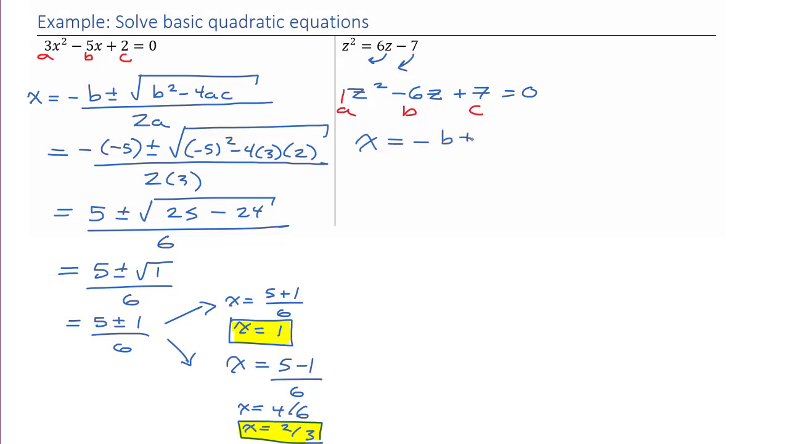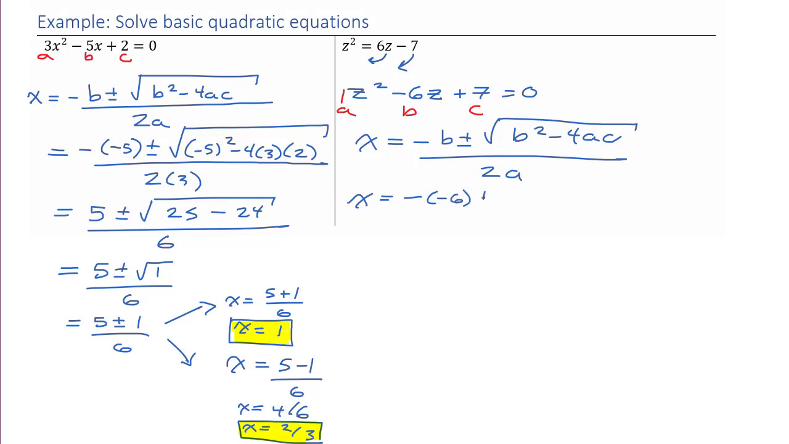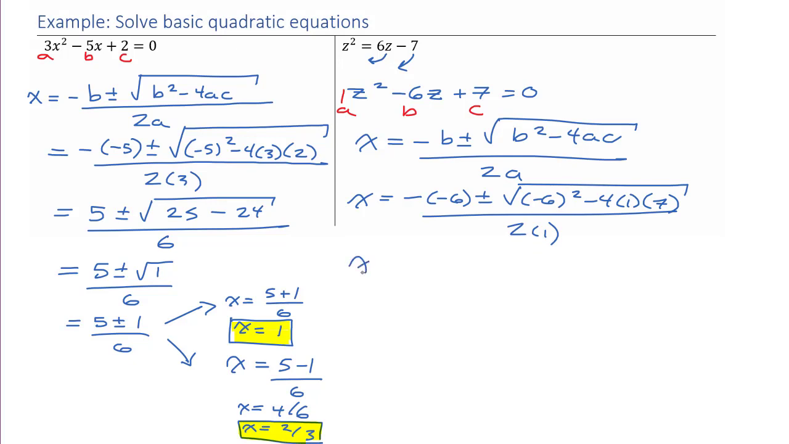x equals -b plus or minus the square root of b squared minus 4ac, divided by 2a. All right, let's sub everything in and see what we get. So -(-6) plus or minus the square root of (-6) squared minus 4 times 1 times 7, all divided by 2 times 1. All right, and let's simplify this one.